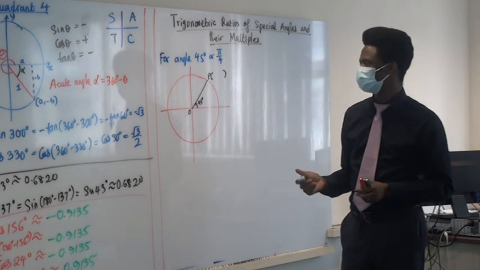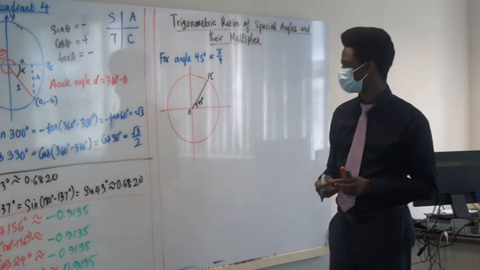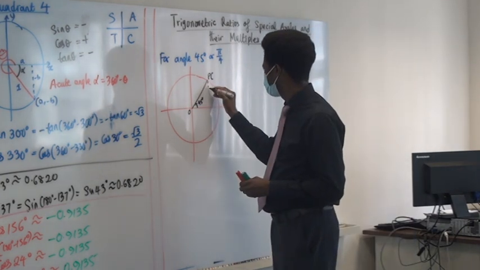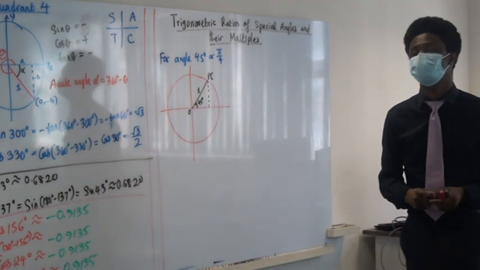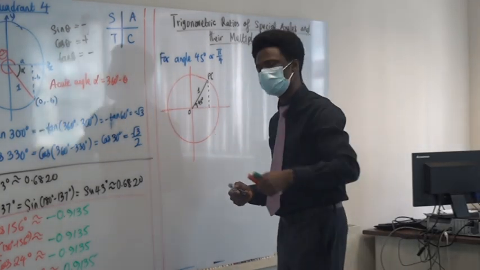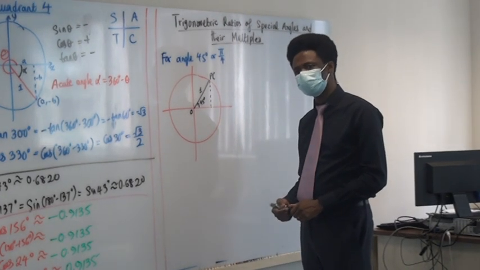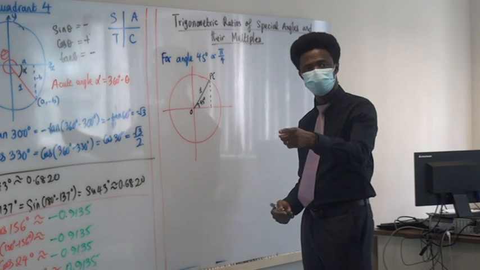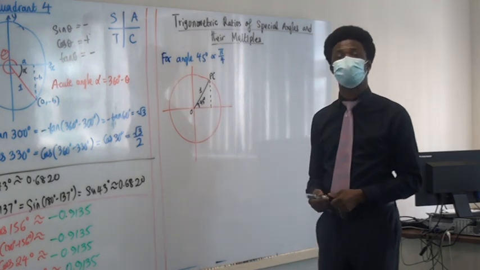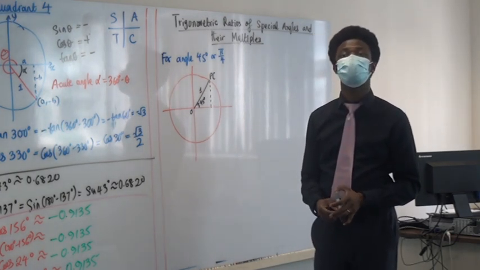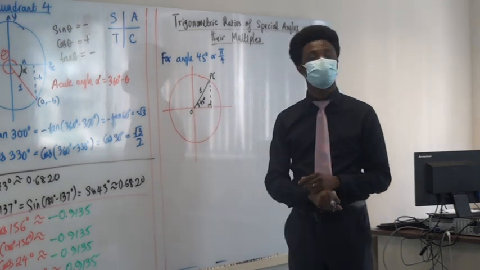In terms of A and B, if I move through an angle of 45, what can you see? A and B are? It is 45, and this is also 45. So it's not just a right angle triangle, it's an isosceles right angle triangle.